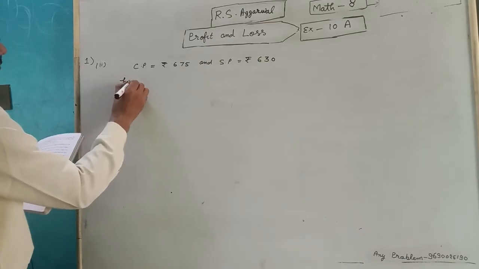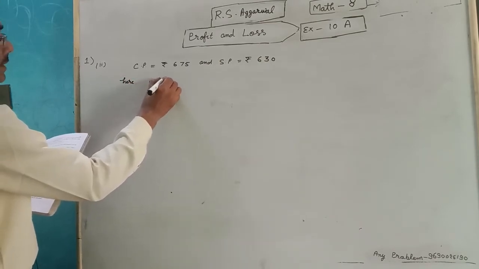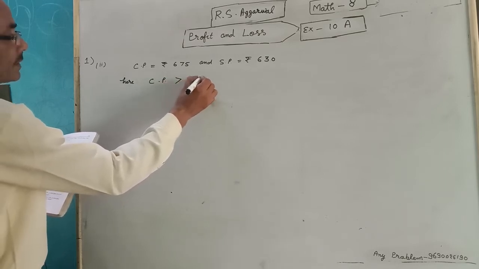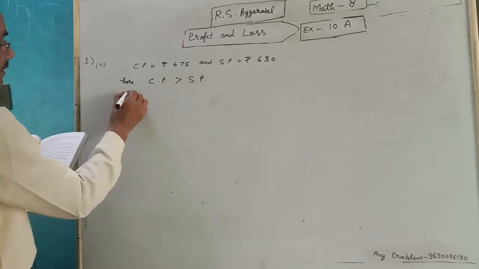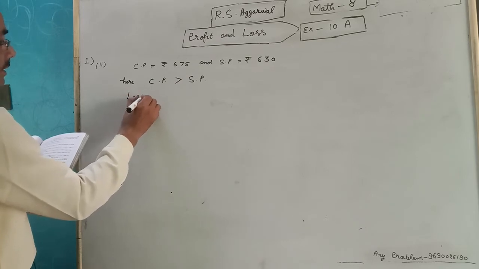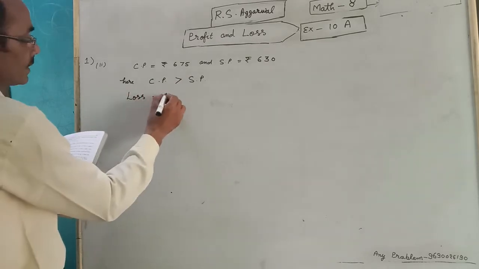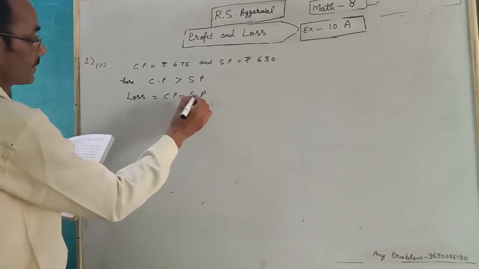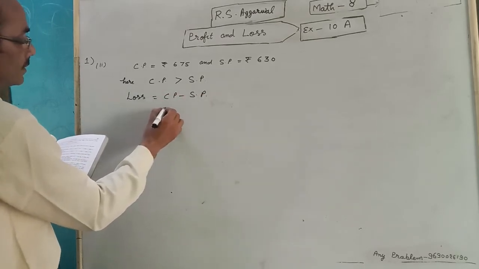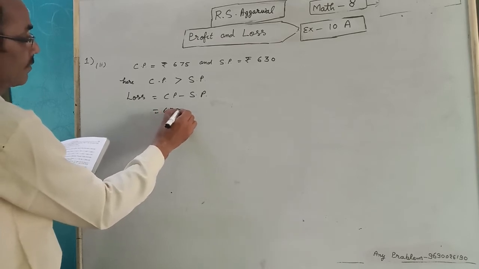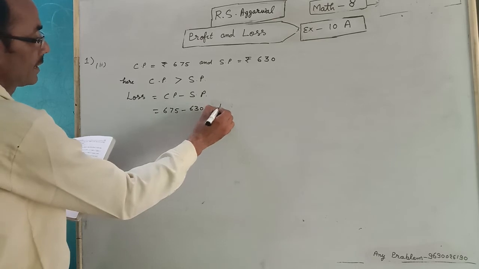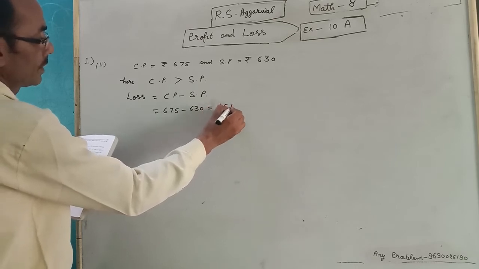Here CP is greater than SP. Loss is equal to CP minus SP. 675 minus 630. After minus is 45 rupees.